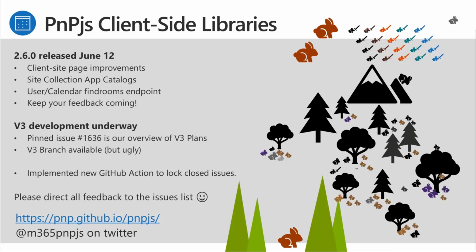So this is a new version of PnPjs that will have some breaking changes in it, but some really amazing advancements. Patrick and I are really excited about what we've gotten done so far, and we're working hard on that. You can check out the V3 branch if you want to peek inside and see what's going on. The V3 branch is available, and to see what our plans are, check out issue 1636. It's pinned, and you can see what the plans are, and it links over to discussion areas where all the details are exposed. And that is all I had to share today.